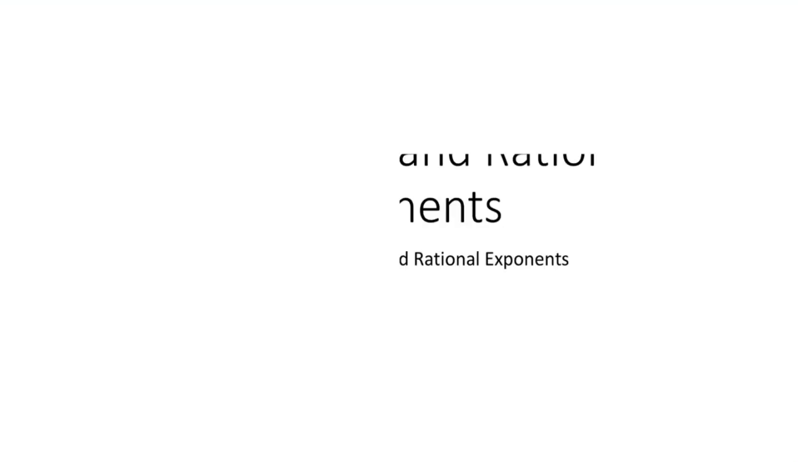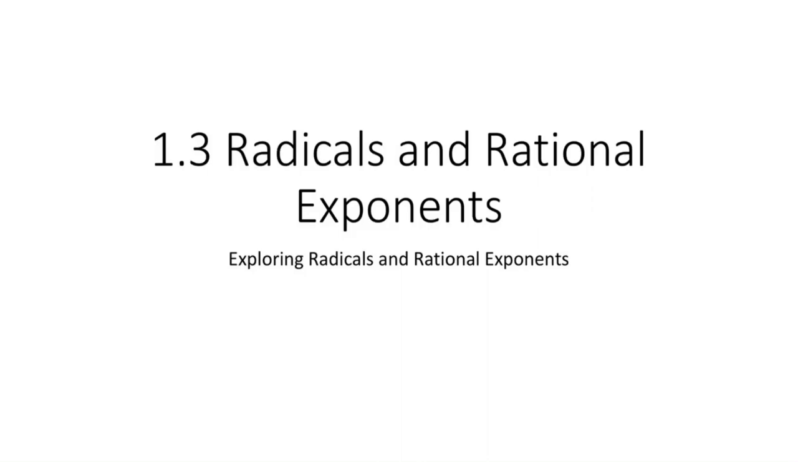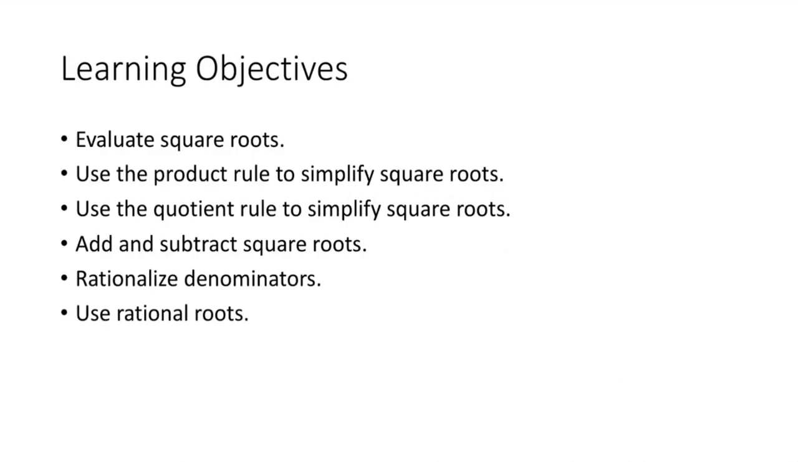So, oh no, let's go back. Today we're going to be working on section 1.3, radicals and rational exponents. Let's just see how it unfolds. A few learning objectives here: evaluate square roots; use the product rule to simplify square roots; use the quotient rule to simplify square roots; add and subtract square roots; rationalize denominators and use rational roots.